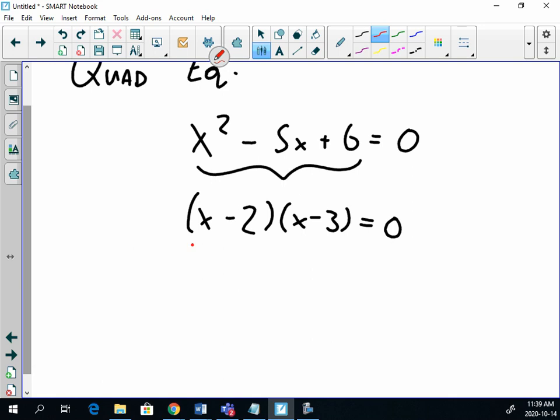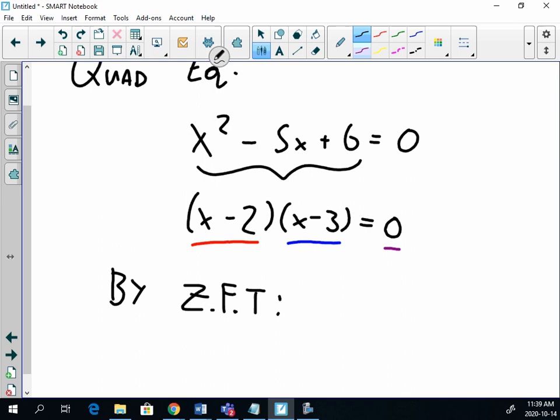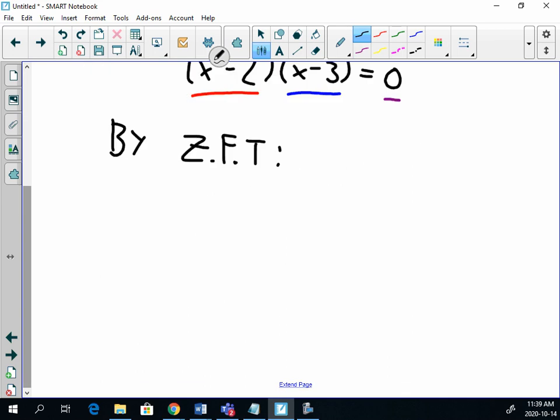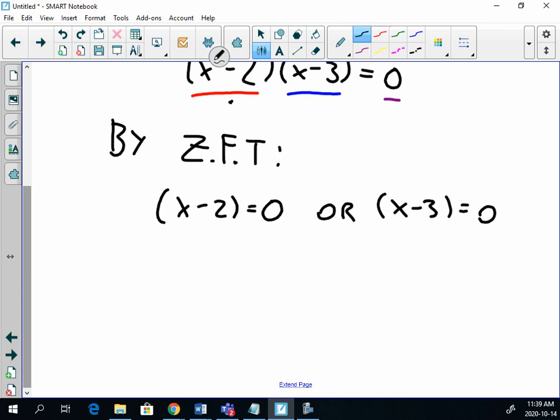So since I have this times this is equal to 0, I can say that by the zero-factor theorem, one of two things has to be true. Either x minus 2, this guy, has to be equal to 0, or x minus 3 has to be equal to 0. That's how the zero-factor theorem works. I was multiplying two things together.